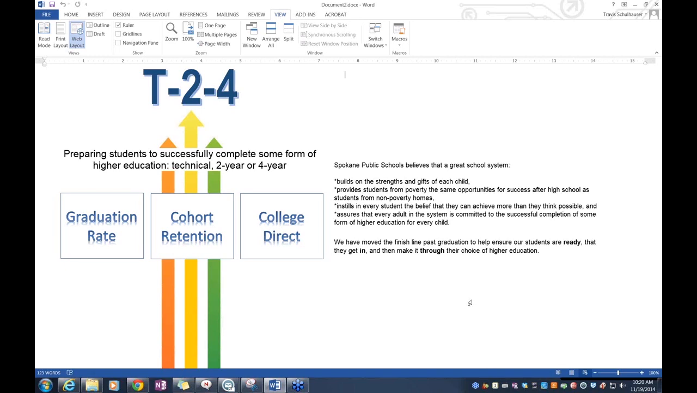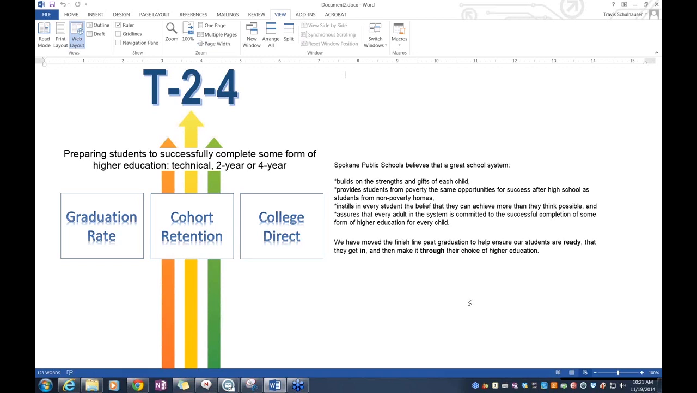As you can see under T24, there are 3 main areas that we focus our data. One is the graduation rate, but while we're looking at graduation rate, we're also looking at cohort retention. And as we're looking at those 2 things, we're also looking at college direct. The reason for that is it develops a common language around what the work is to develop students that are going to be successful in this T24 system.